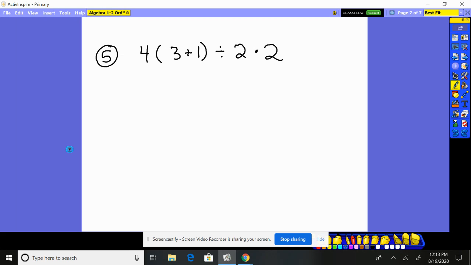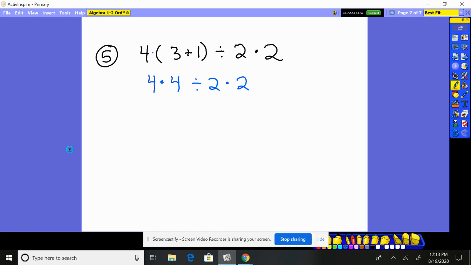Here's problem 5. All right, this is an interesting one. We have parentheses, division, multiplication. Parentheses, obviously the most powerful. Since 4 is outside, please notice that means we're going to do multiplying there. So it's going to be 4 times 3 plus 1 is 4, divided by 2 times 2.